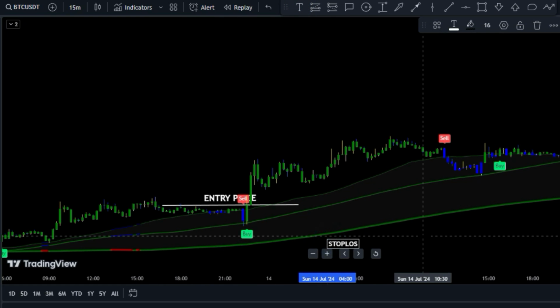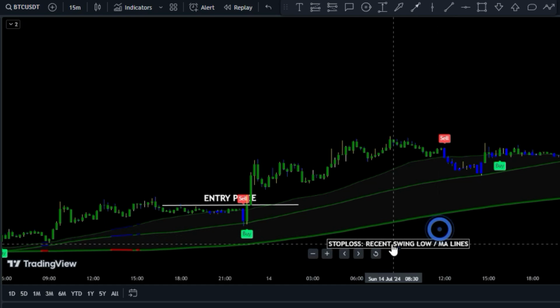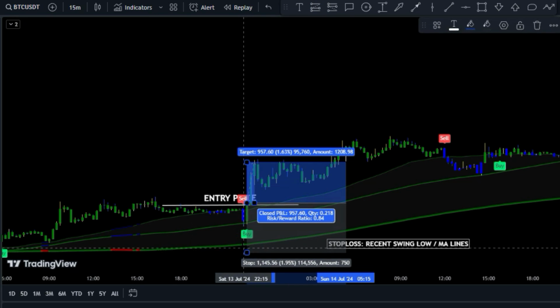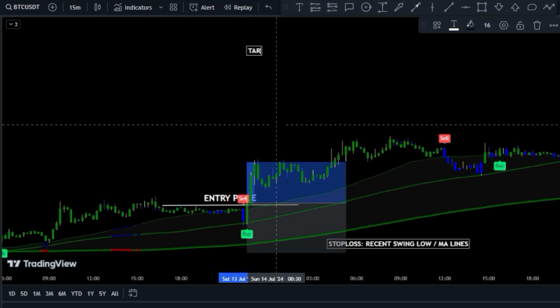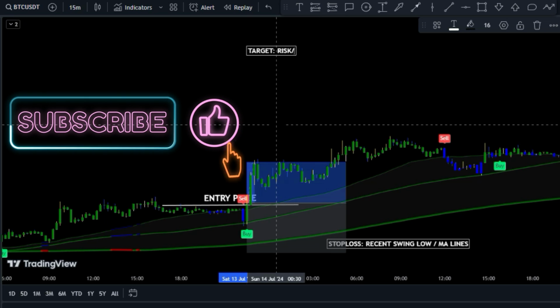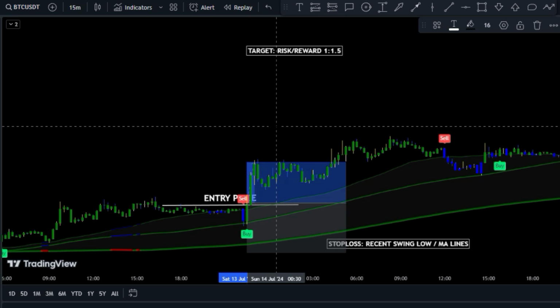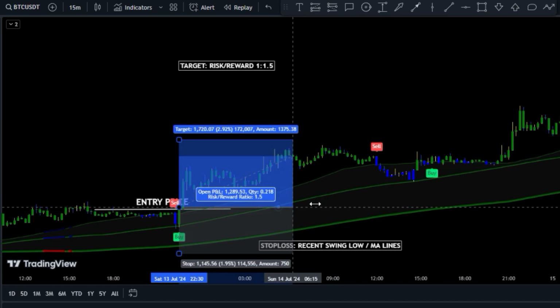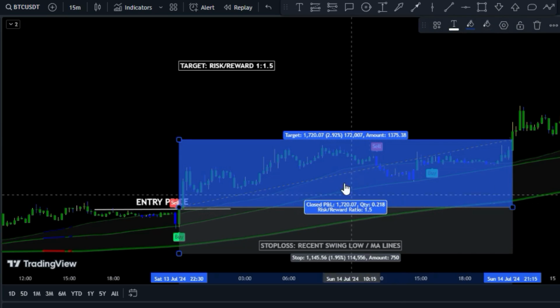Next, protect your trade by setting a stop loss. You can do this by placing it below a recent swing low or one of the moving average lines, providing a safety net for your investment. To maximize profits and maintain a healthy balance of risk and reward, use a risk-to-reward ratio of 1 to 1.5 when setting your trade target. This approach helps ensure your potential gains outweigh the risk involved.